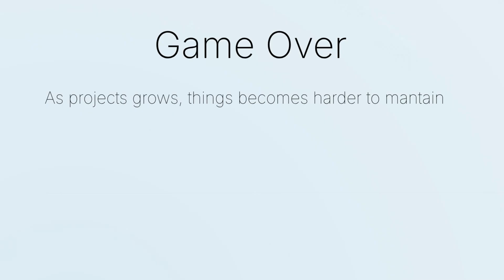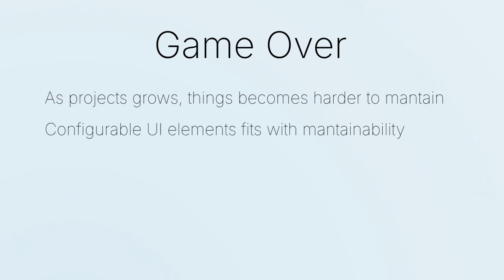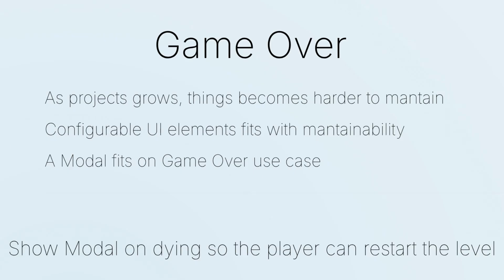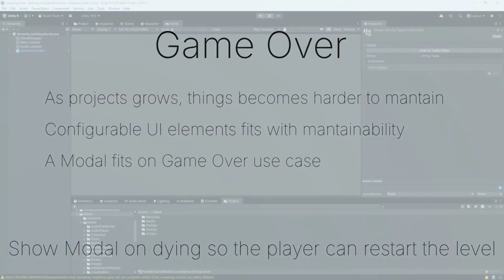The game over UI should not be a hard-coded text object hidden somewhere in the scene. It should be a configurable UI element. And since this is not really navigation but a temporary blocking message asking the player for input, a modal is a much better fit. The player dies. The game asks the UI layer to show a game over modal. The modal displays the message, and the player can press the button to restart the level. That is the behavior we're going to build now.